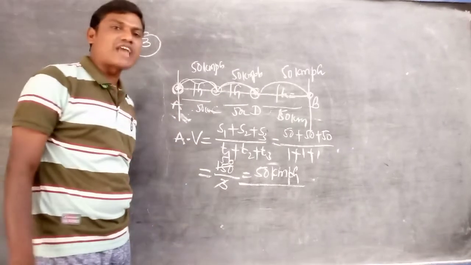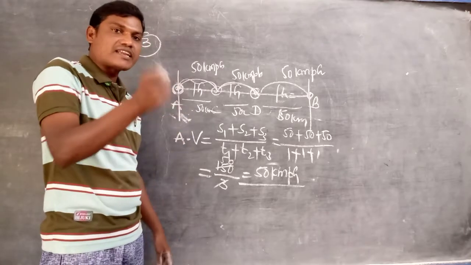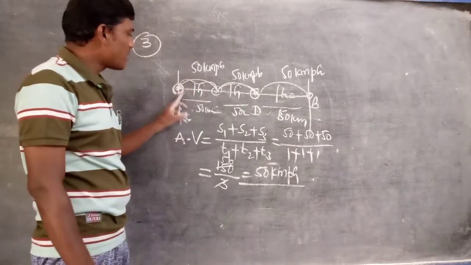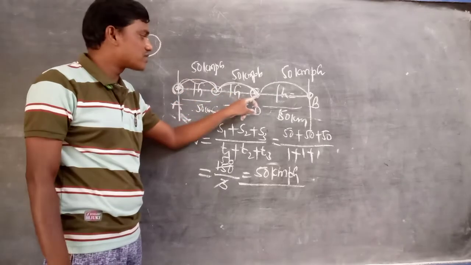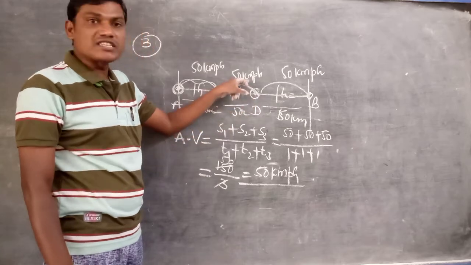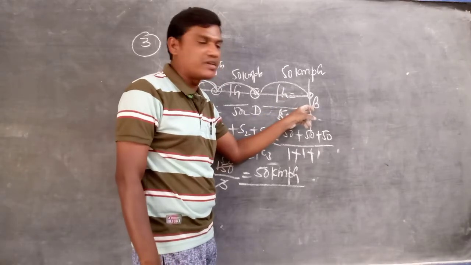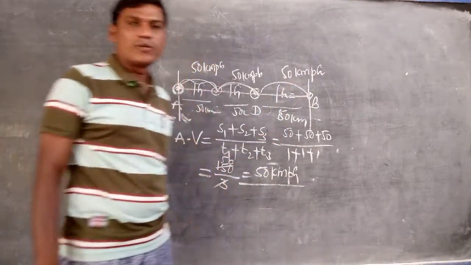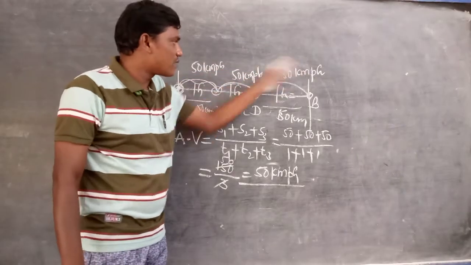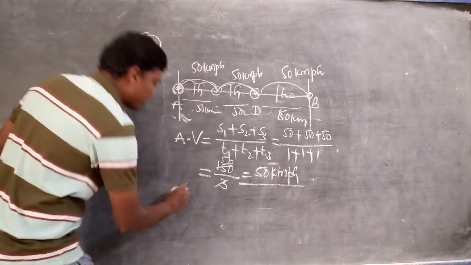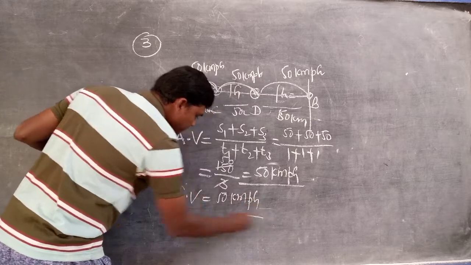Then what is the instantaneous velocity? It is the speed or velocity of a body at any instant of time. For example, after 1 hour, what is the speed of the body? 50 kilometers per hour. After 2 hours, the body is at point D. What is the speed? 50 kilometers per hour. After 3 hours, the body is at point B. What is the speed? 50 kilometers per hour. So the instantaneous velocity at any point, at any time, is 50 kilometers per hour.